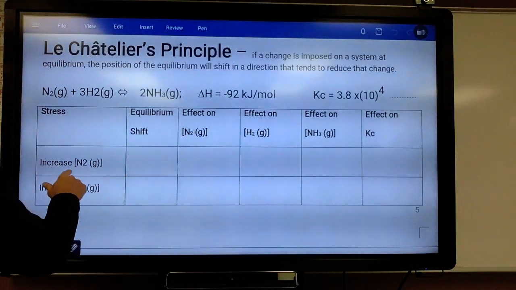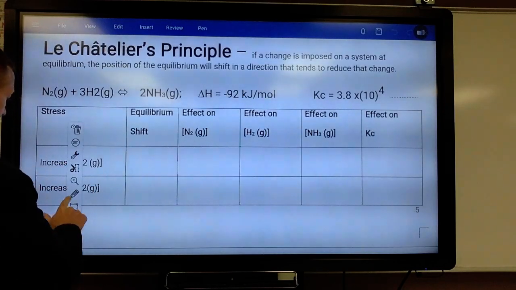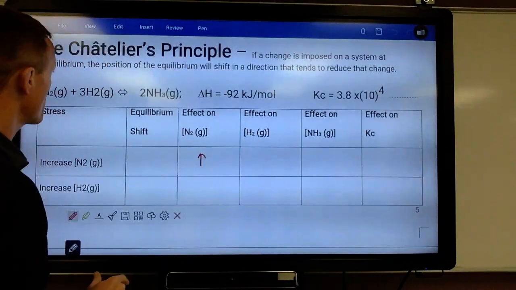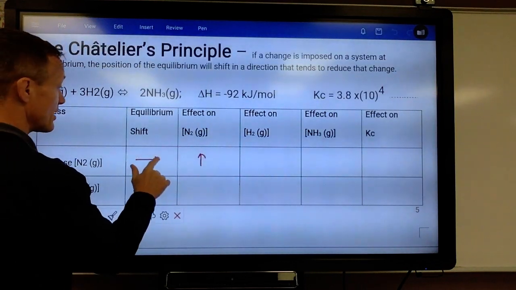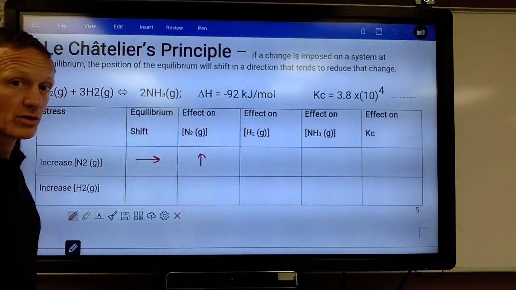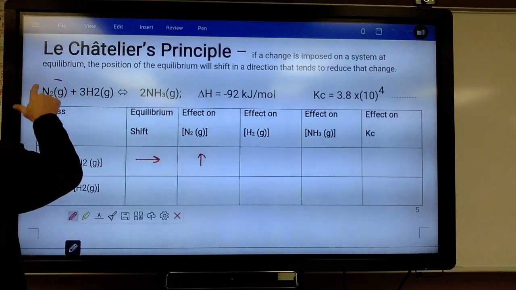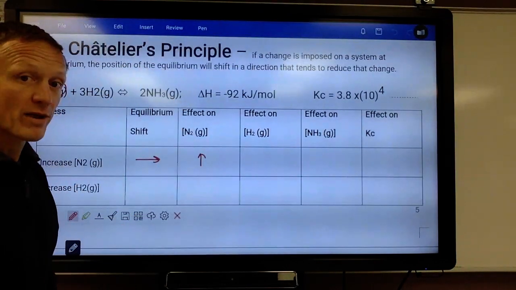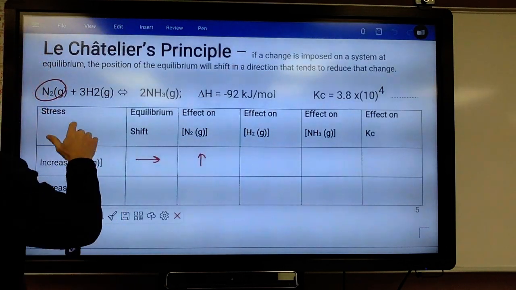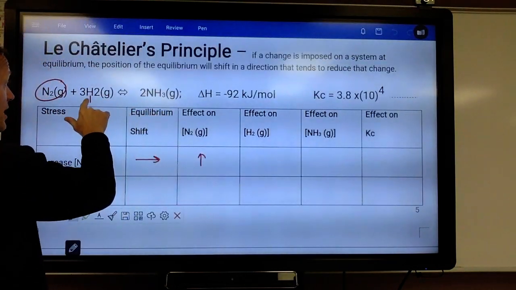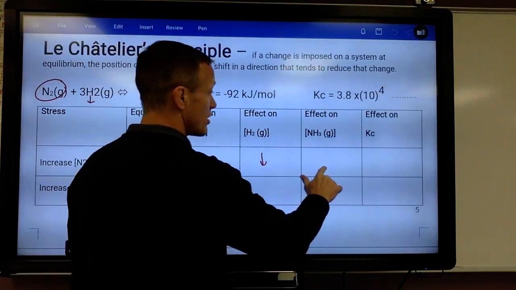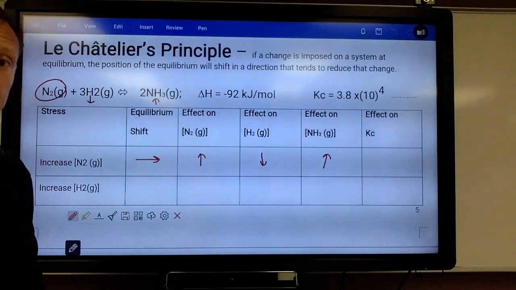So if we increase N2, that's going to cause an increase in N2 initially. Well, what will happen is the equilibrium will shift to the right to use up some of that N2. It always wants to counteract it. So if we add this, it's going to shift right to use some of it up. It might not use all of it up that we added, but it's going to use some of it up. Well, if this shifts to the right, that means this is going to go down, and this is going to go up. That concentration will go down, that concentration will go up.